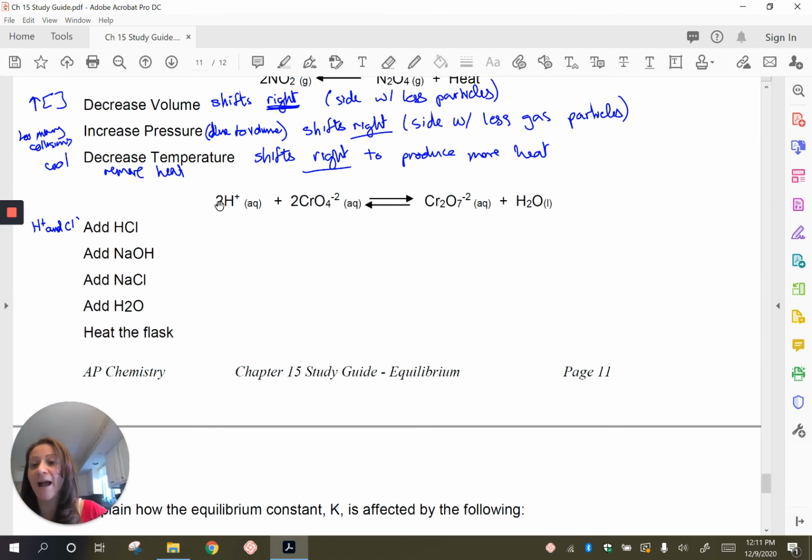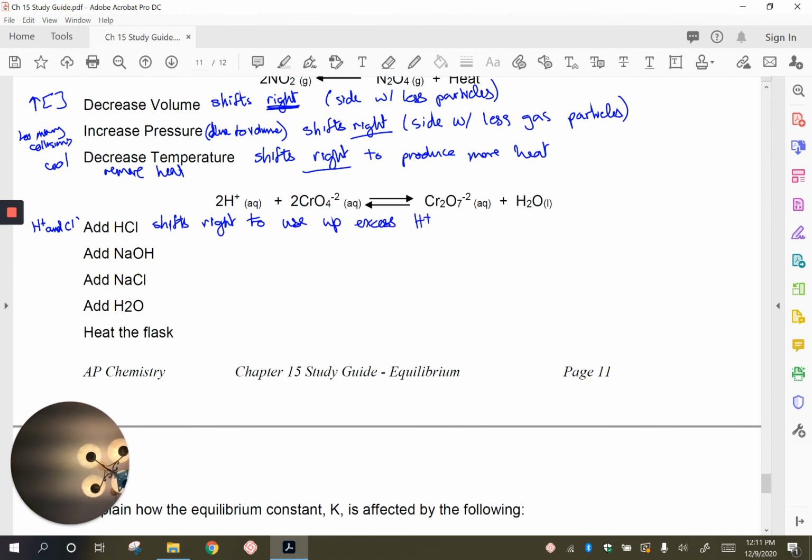So I'm adding a reactant, basically. I'm adding extra H pluses. So which way would it shift so that it uses up that extra H plus? Well, it's going to shift to the right, to use up the excess H plus. The Cl minus doesn't really do anything. It's not in my reaction. It doesn't matter.